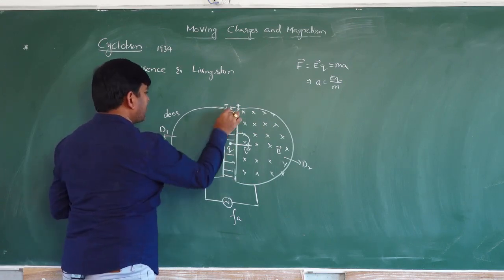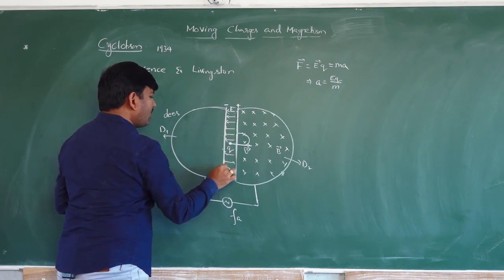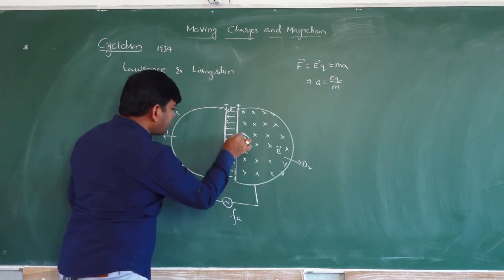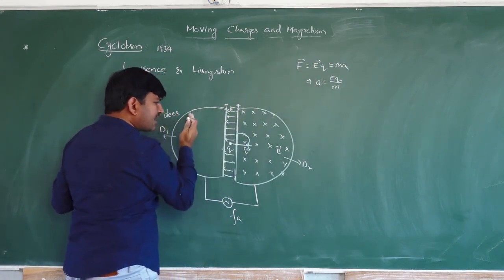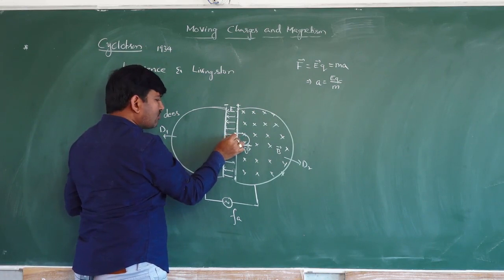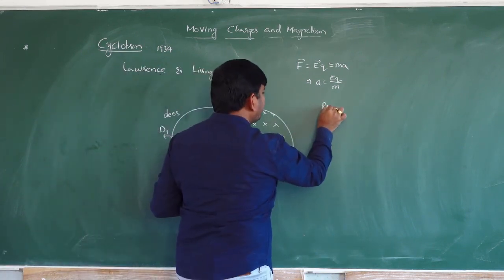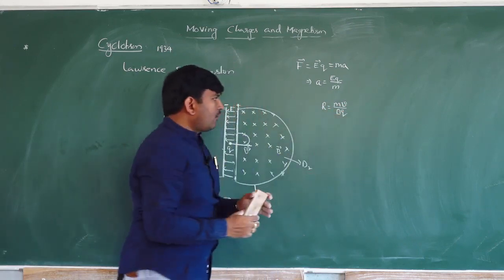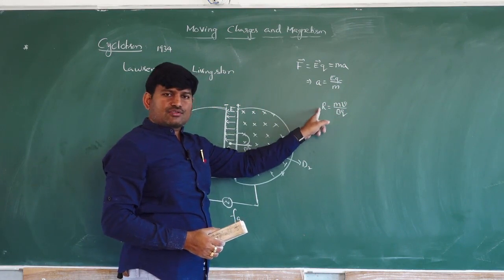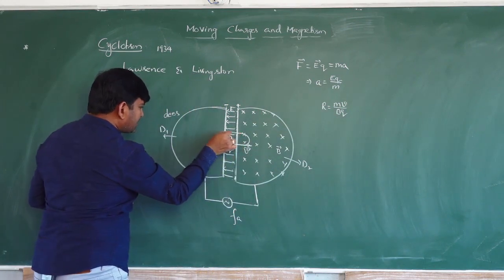Now, the electric field is directed in this way. When the charged particle comes like this, again it experiences an electric force in this direction. Because of that electric force, the speed will increase. Once the speed increases, we know that R is equal to mv by bq, so when the speed increases, the radius should also increase. Therefore, its speed goes on increasing and it comes like this.